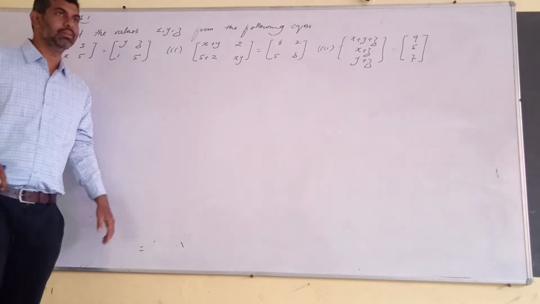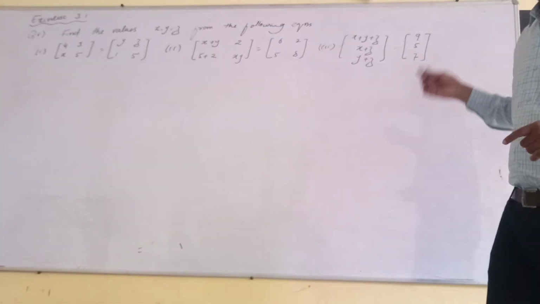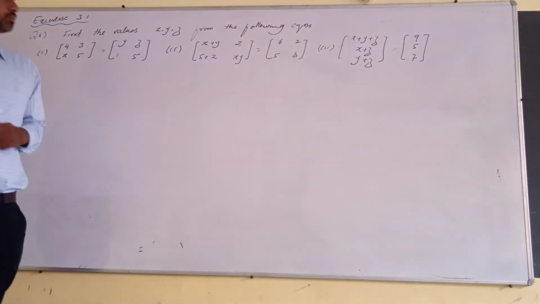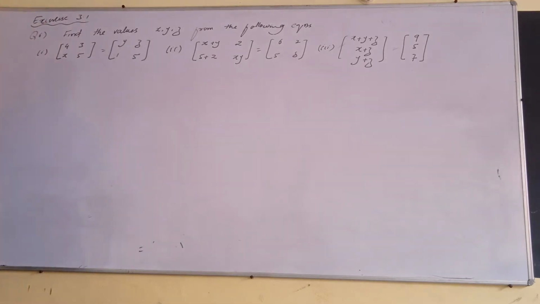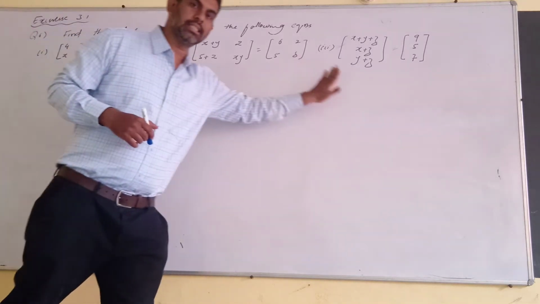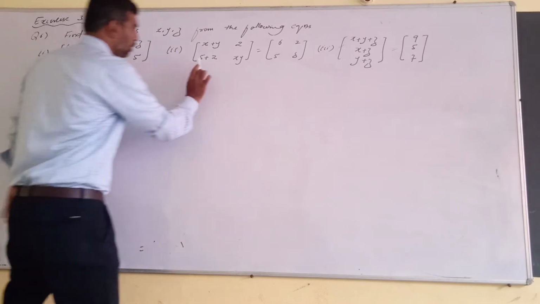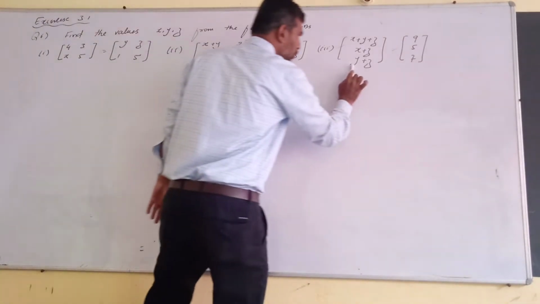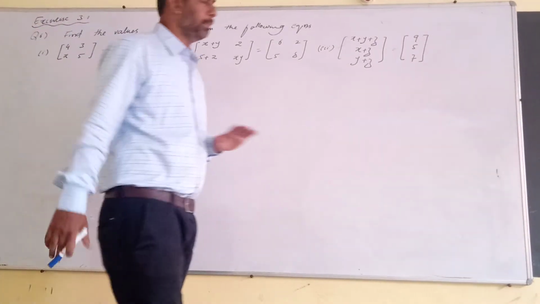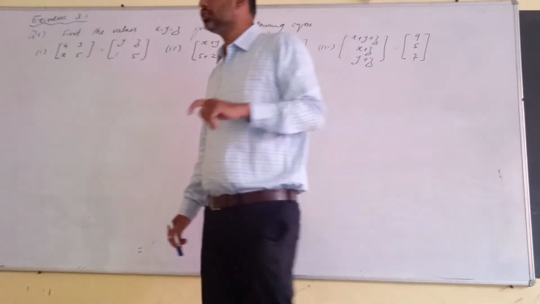Now we will go to question number 6. If you observe, the question is: find the values of x, y, z from the following equation. In all three questions, the two matrices are equal. In all the cases, the condition is given the same. Now, we will do the examples one by one, not together.